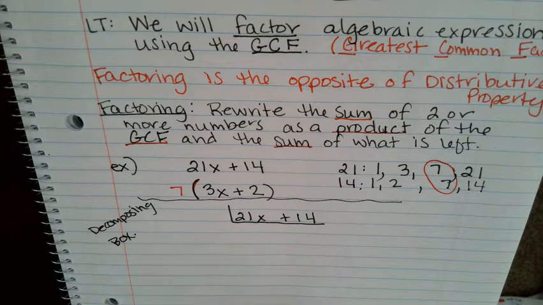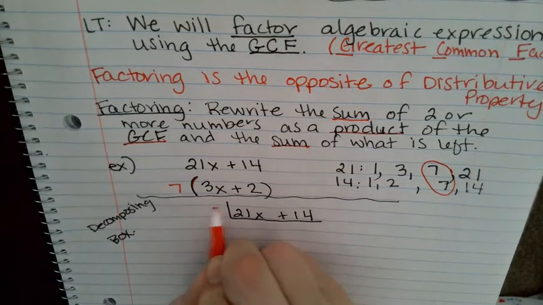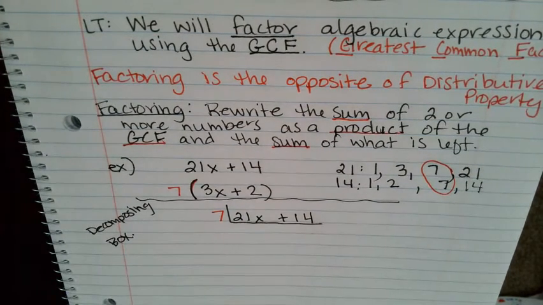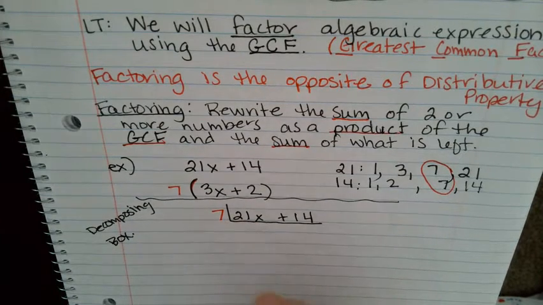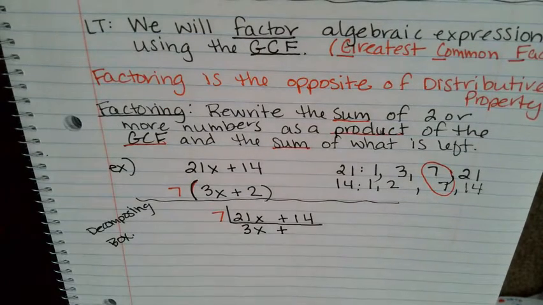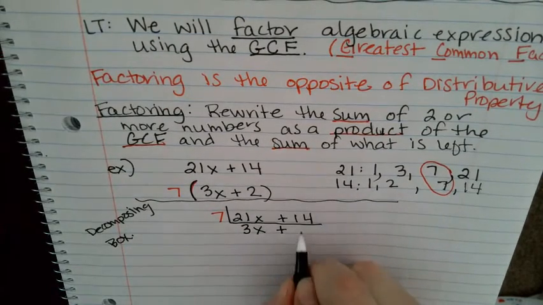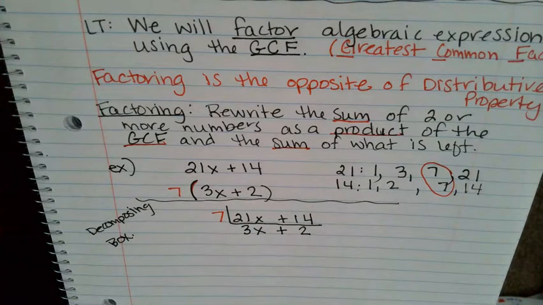What I'm going to do is say what number goes into 21 and 14. And I'm going to start thinking this in my brain using mental math, because you guys like to use mental math. And I know that 7 goes into both 21 and 14. So I'm going to pull the 7 out, okay? And it's like dividing, because 21x divided by 7 is 3x. Drop down that plus sign. 14 divided by 7 is 2. Again, the same thing I have here, okay?